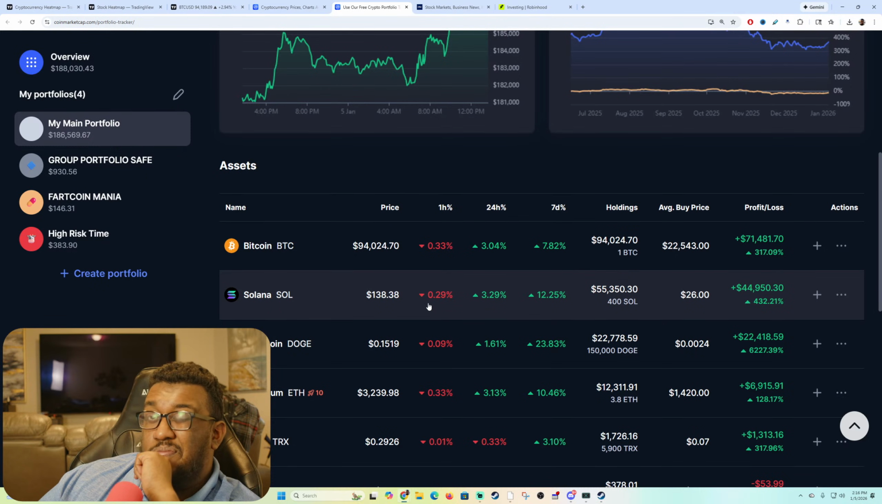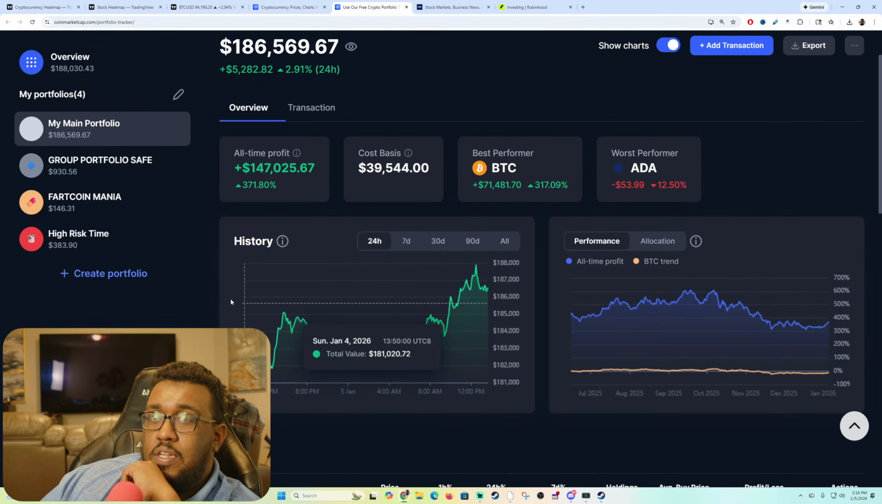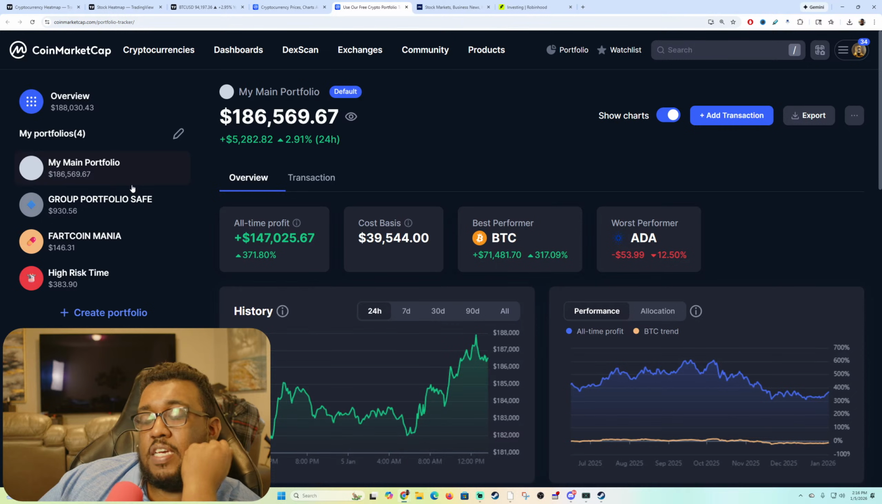And I sold like 50% of what I had left in my Solana because it had a great run. I bought it really cheap. I wanted to make sure I locked in those profits. But if you guys recall, a few months ago, we came together and we were like, hey, we're going to buy 3 portfolios here. One is a high risk portfolio. One is a super high risk because it's just one crazy meme coin here that I think we talked about. And the other one is the group portfolio safe.